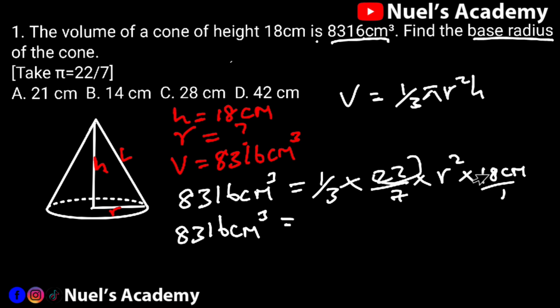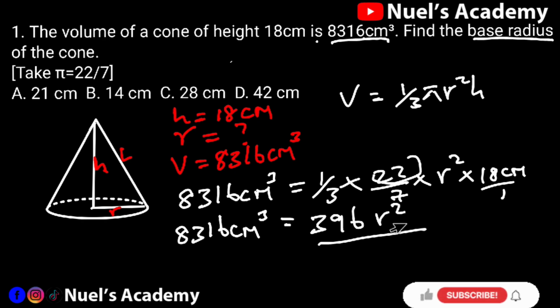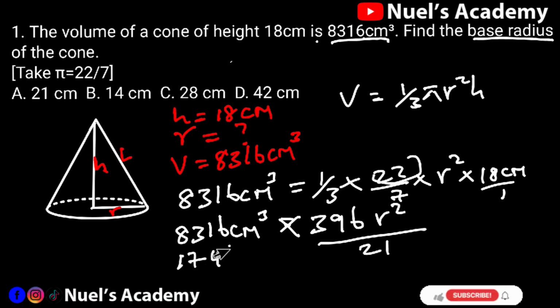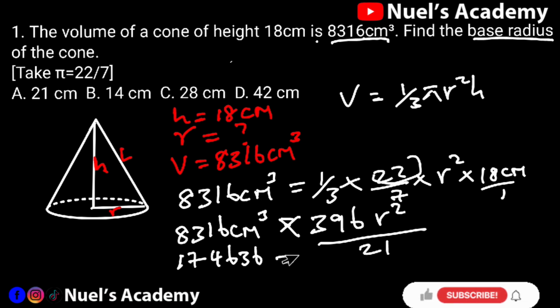So 22 times 18 is going to give us 396, then r squared, don't forget it, punch it in your calculator, then over 3 times 7 is 21, and so we're going to cross multiply, so that 21 will multiply 8316, and when it does that, it's going to be equal to 174636, equal to this 396 r squared.